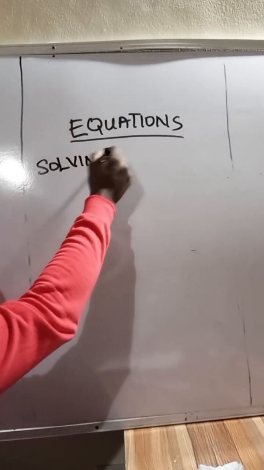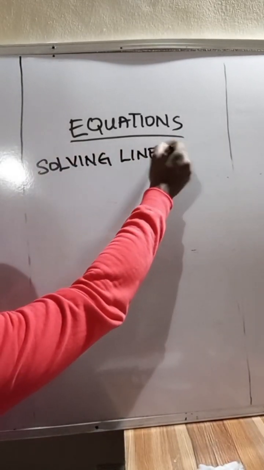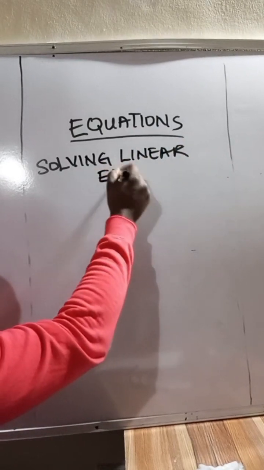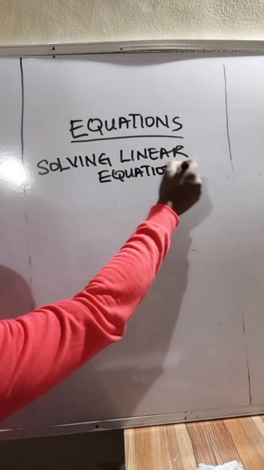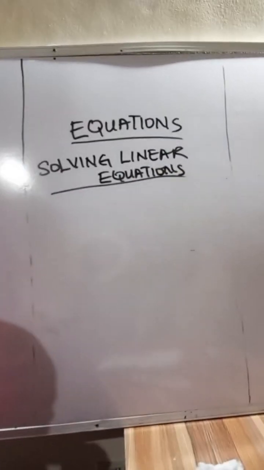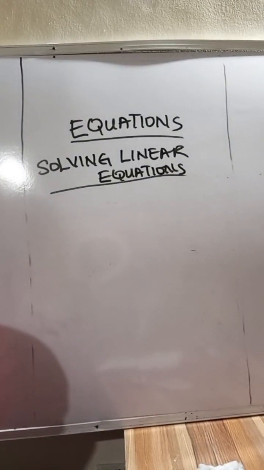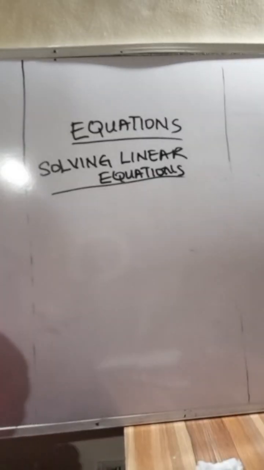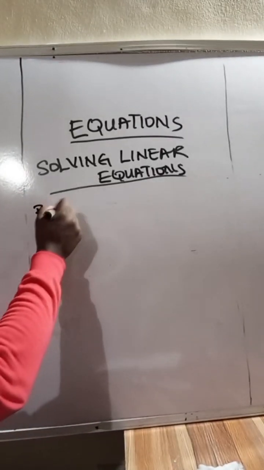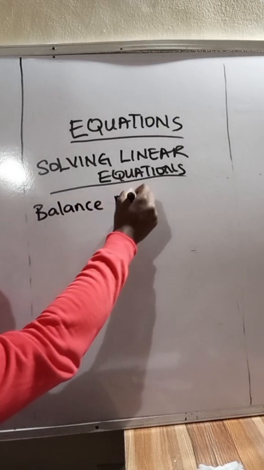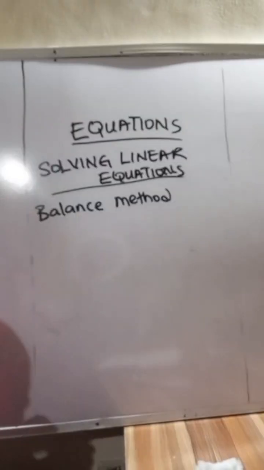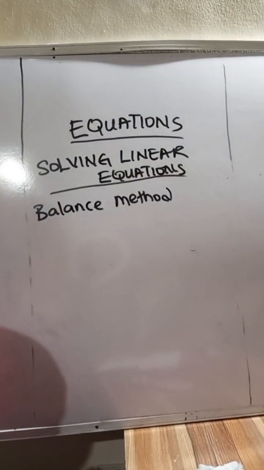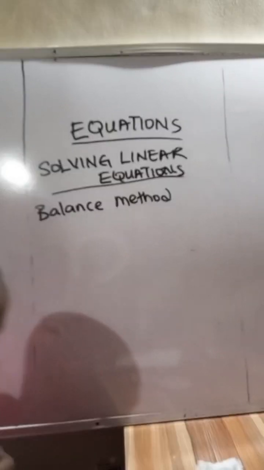Solving linear equation. So to solve a linear equation means to find the value of the alphabet, as we have said, that makes the left side of the equation equal to the right side of the equation. And we are going to apply a method called balance method. Balance method of solving linear equation, or balance method of solving equations.